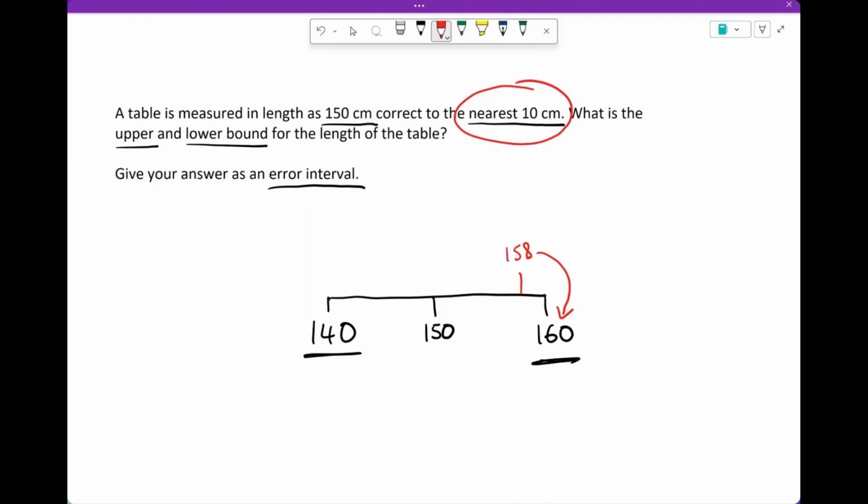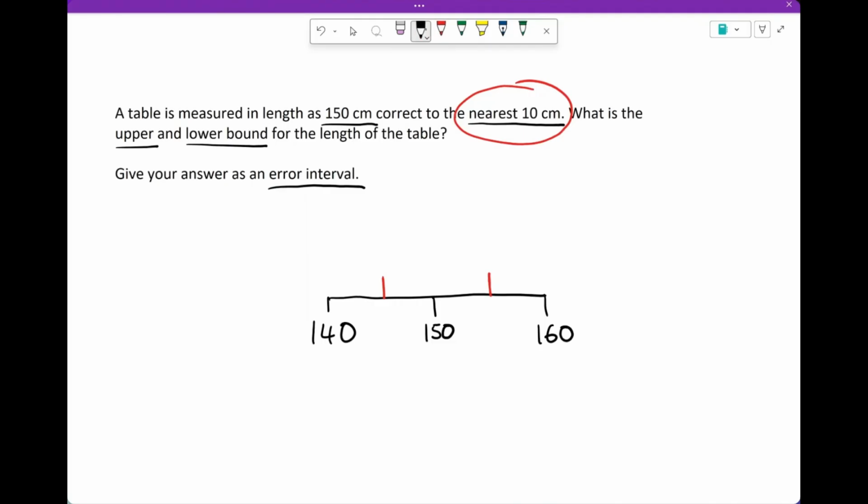Okay, so clearly 160 is not the upper bound, and similar would happen for the 140, because if I picked, for example, 142, well, that rounds to 140, not 150. So actually what we'll find is that our upper and lower bound come from the midpoints of the numbers that I've got on my page. So if I calculate the midpoint between 150 and 160, and then calculate the midpoint between 140 and 150, that will give me my upper bound and my lower bound.